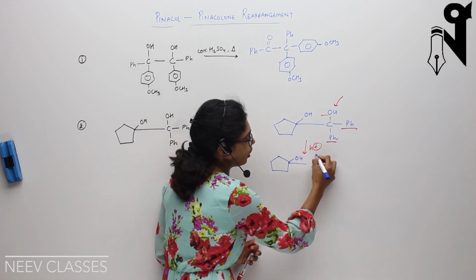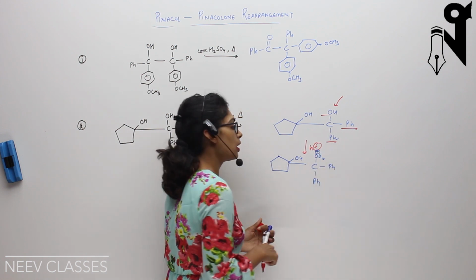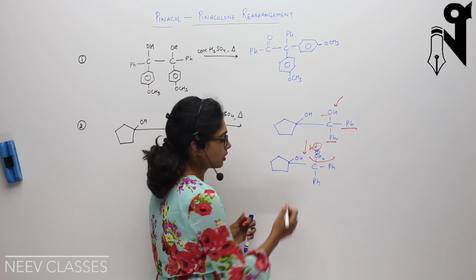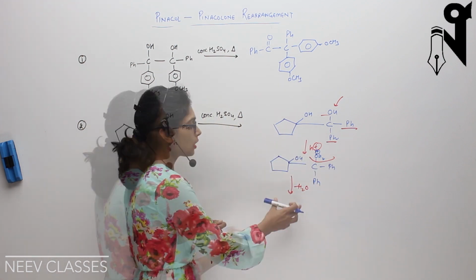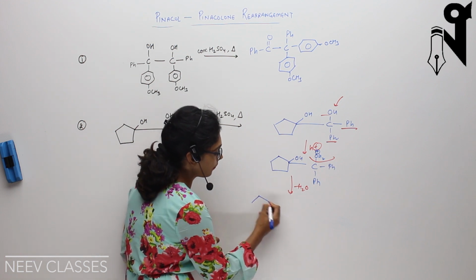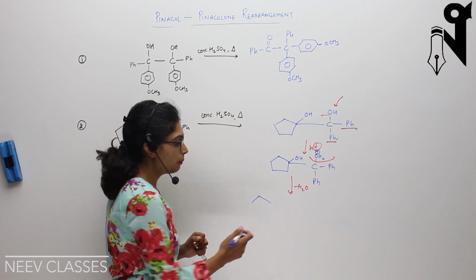OH, COH2 plus, pH and pH. Now this protonated alcohol will get released. So this H2O will get released. So now when the water will get released, we already know what happens. The positive charge will form, a carbocation will form.